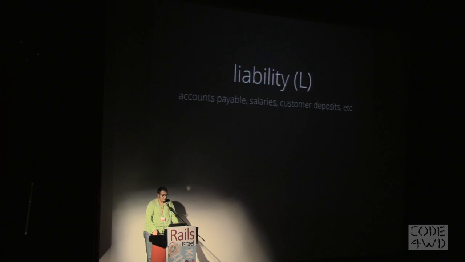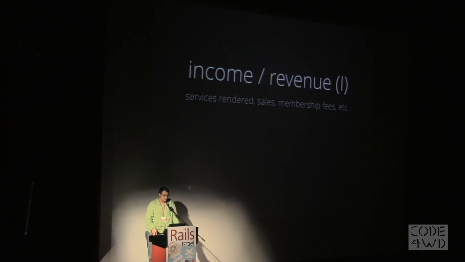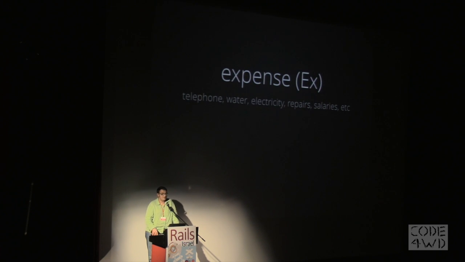Liability accounts could be accounts payable, so some accounts that we will pay money from, salaries, customer deposits, I mean something that we don't own, but we owe to pay this money at some particular point of time to someone. Equity, capital, retained earnings, funds, whatever, something that is being held by us somewhere. Income and revenue could be services rendered, sales, membership fees, etc., and some business expenses, whatever these expenses are.